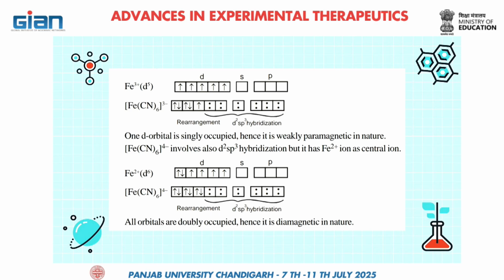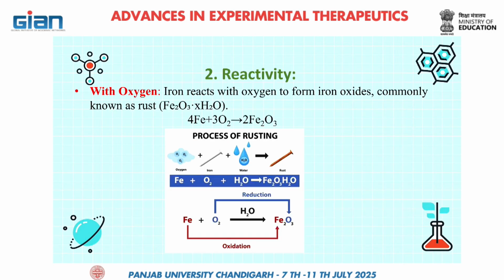If I talk about this [Fe(CN)6]3-, it will lead to the formation of pairing and lead to d2sp3 hybridization. In the same case, if I take this ferrous, it will also lead to the formation of d2sp3. The difference is that ferrous is diamagnetic, and ferric is paramagnetic due to the presence of an unpaired electron.